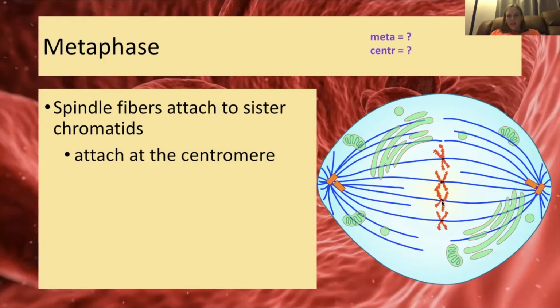Now, during metaphase, these sister chromatids line up in the middle of the cell, and these spindle fibers, these pieces of cytoskeleton, are going to connect to their centromere. You'll notice these are coming out of the centriole.